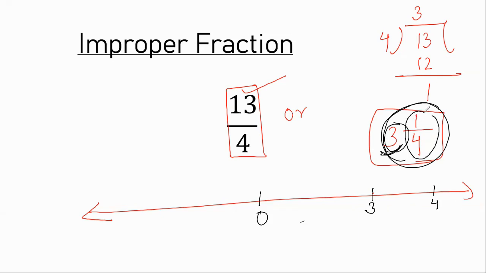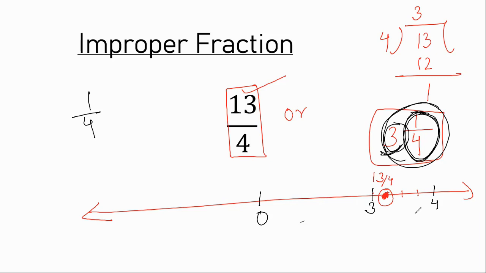Now you have to do the same thing between 3 and 4. Please see this number, 1 over 4. Because the denominator is 4, I have to make 4 parts. To make 4 parts, I will draw 3 lines: 1 part, 2 part, 3 part, and 4 part. So we'll start from 1 over 4. This is 1 over 4, this is 2 over 4, 3 over 4, and 4 over 4 is 4 only. This is the number I have to draw, that is 3 whole 1 over 4, or you can say 13 over 4. So this is the point where 13 over 4 lies.